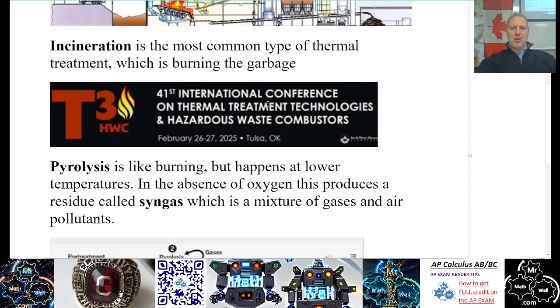It's a conference on thermal treatment technology. So think about it. If you become an engineer, or a research scientist, or if you're in manufacturing or project management, you might go to a conference like this someday, where you learn about effective, safe, efficient, cost-effective ways of thermally treating garbage. They have big conferences and organizations that deal with this. And so who knows, this may be your world someday.